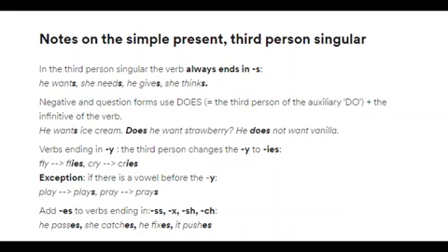These are the important notes which we always have to keep in mind while forming simple present tense in the third person. To make simple present tense with the third person singular, verbs always end in S. Always end in S, the verb. And here some exceptions also have been shown to you. You have to always keep them in mind.